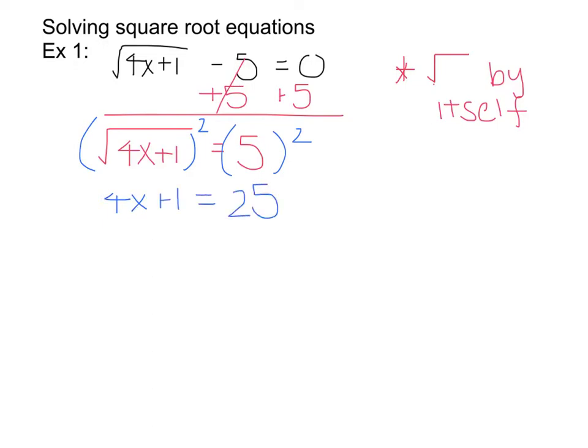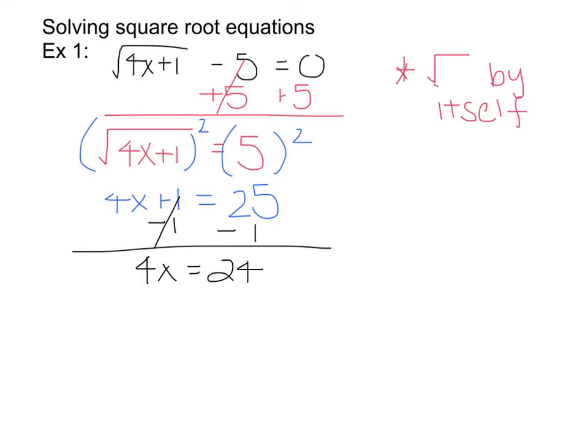And now it's just a simple equation. So to move positive 1 to the other side, I'm going to subtract it. 4x equals 24. And then to get rid of the 4, we divide by 4. And x equals 6.